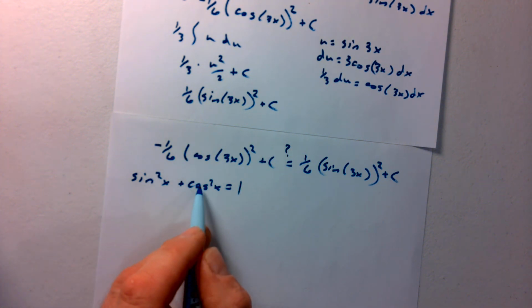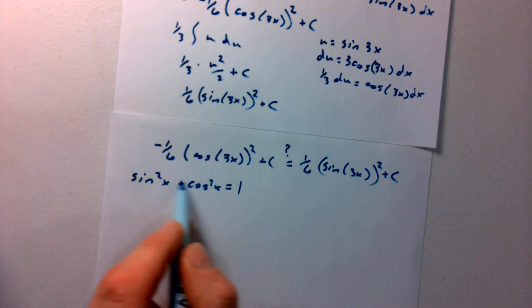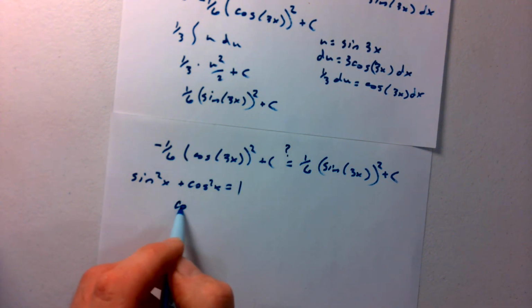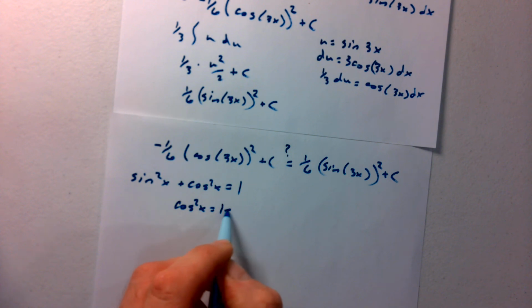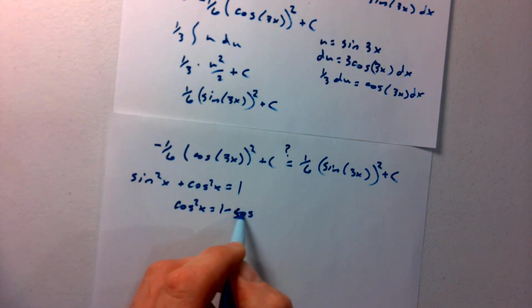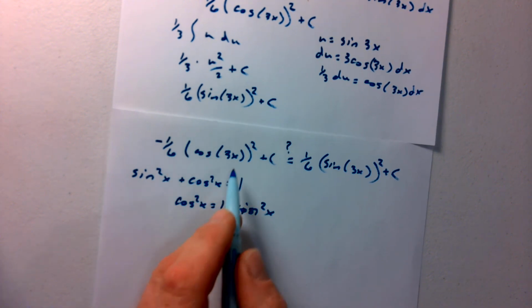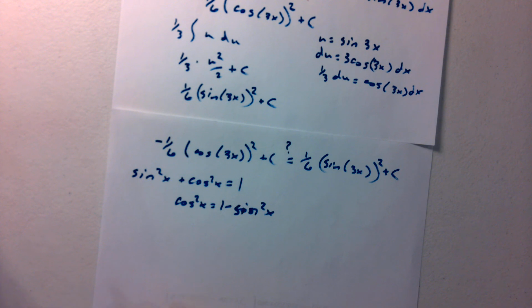So I can go ahead and take cosine squared, subtract my sine squared over to get cosine squared by itself. So we get 1 minus the sine squared x. Doesn't matter what our angle is, it's always going to work for us. So we can replace that 3x with x if we want.